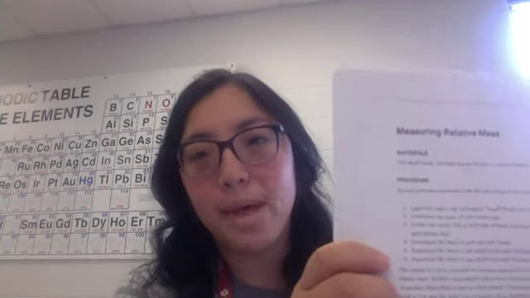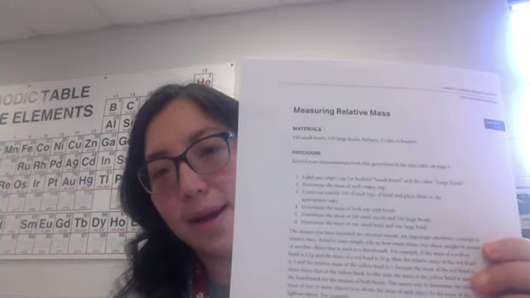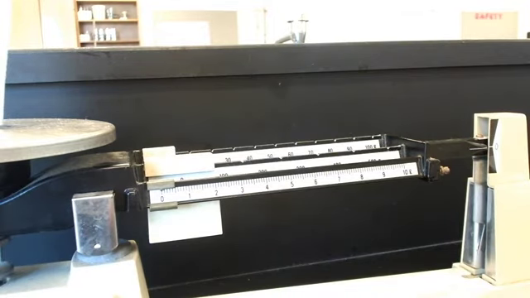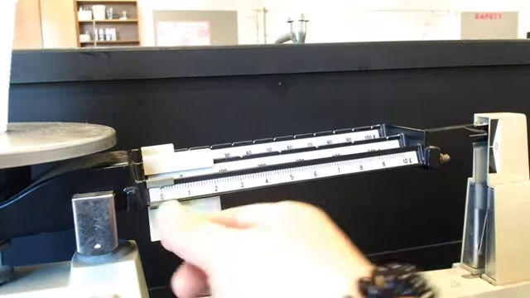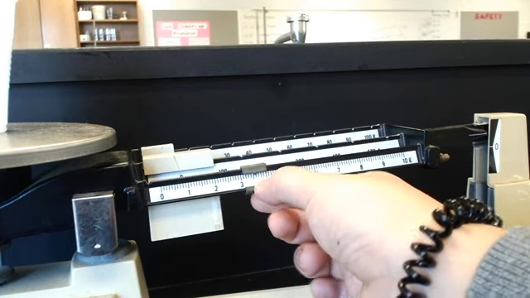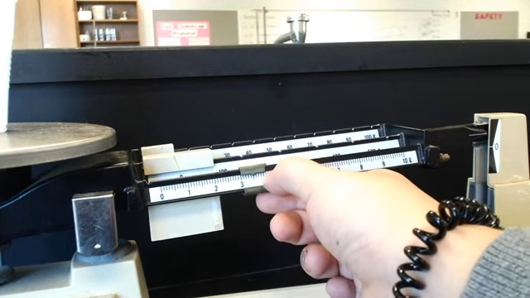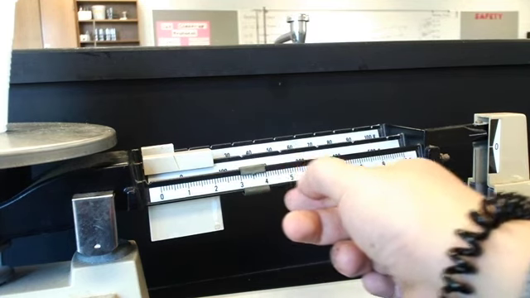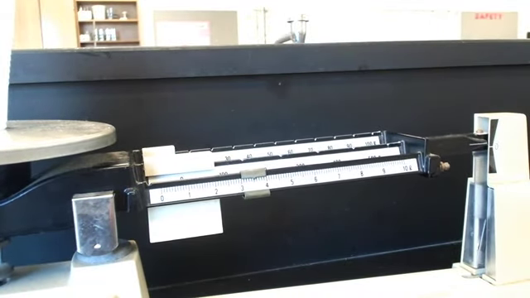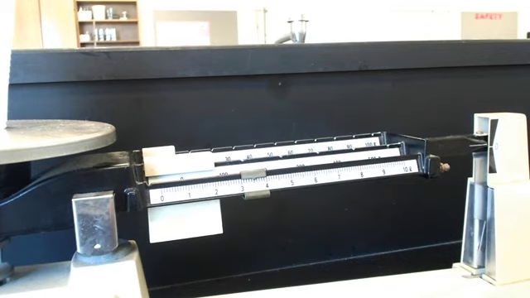Today we'll be working on lesson 3.1, measuring relative mass. So the first thing I need to do is to measure the mass of my empty cup. Granted, they're individually a little bit different, but in general, they're only a tenth apart. So I'm just going to use a standard cup and see where it lands.